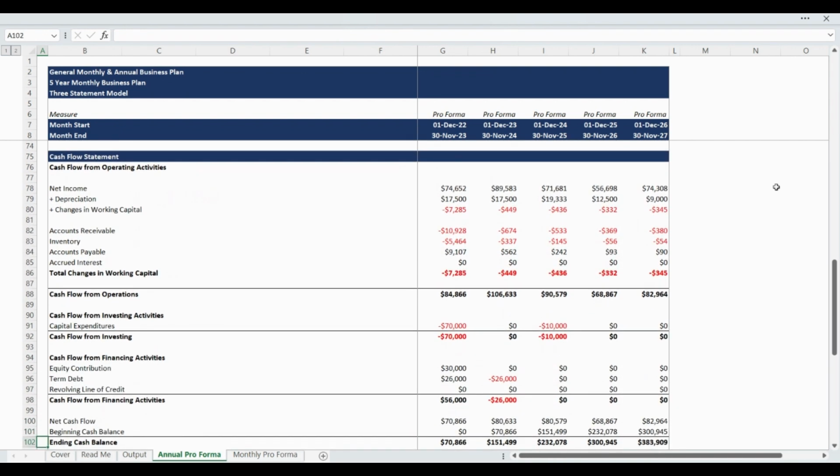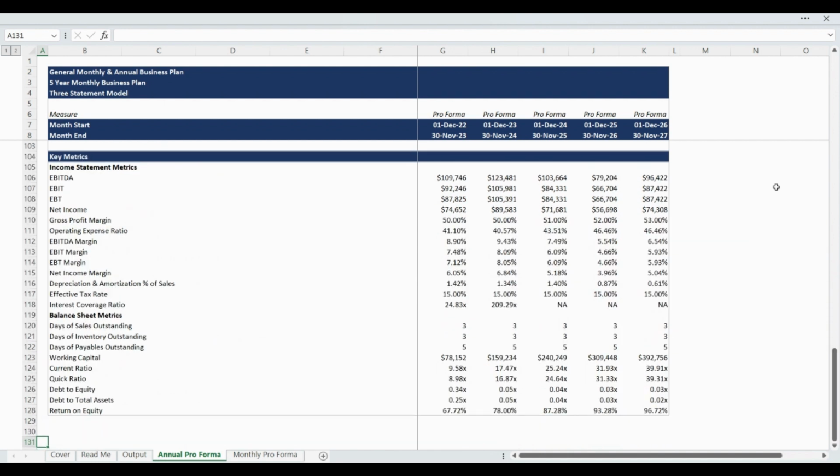The cash flow statement is then summarized on an annual basis, replicating the same format as the monthly pro forma. The key metrics shown in the monthly pro forma tab are recalculated on an annual basis and provided at the bottom of the sheet to conclude the annual pro forma tab.